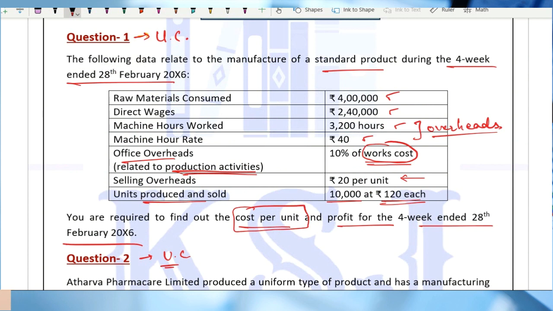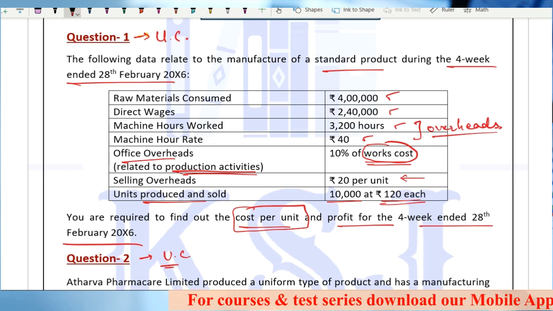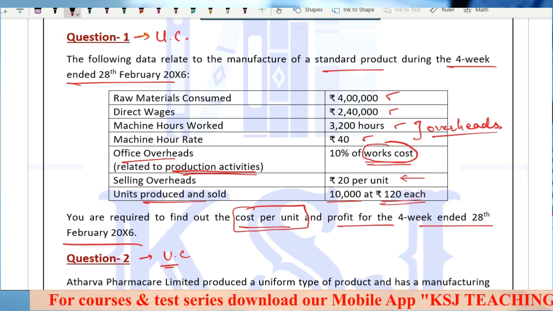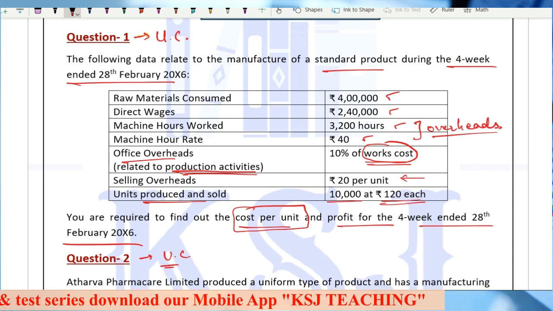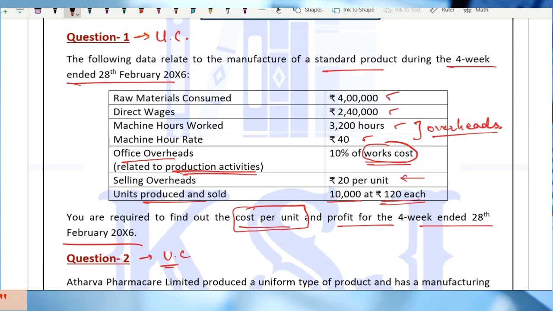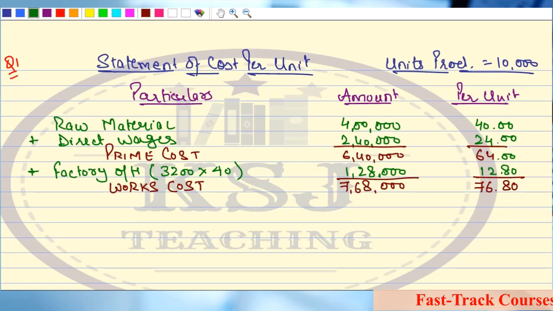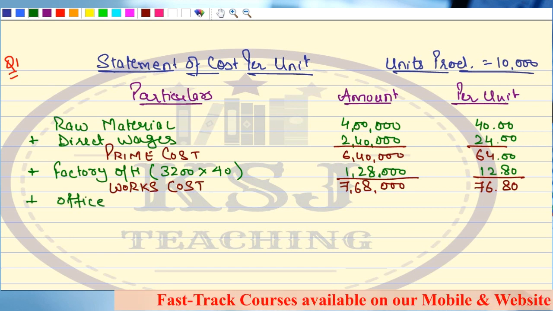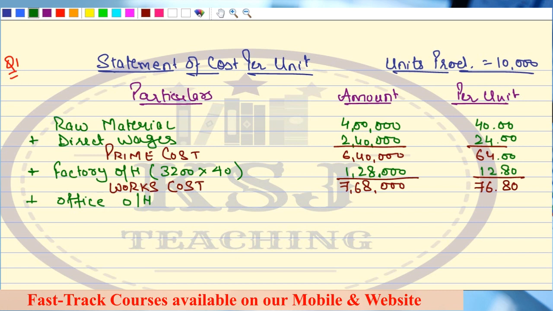There is a difference between factory overheads and factory cost. Factory cost is prime cost plus factory overheads, right? So office overheads is 10% of the cost, not overheads. It is total cost, prime cost plus the factory overheads. Clear? So I'll add office overheads, right?